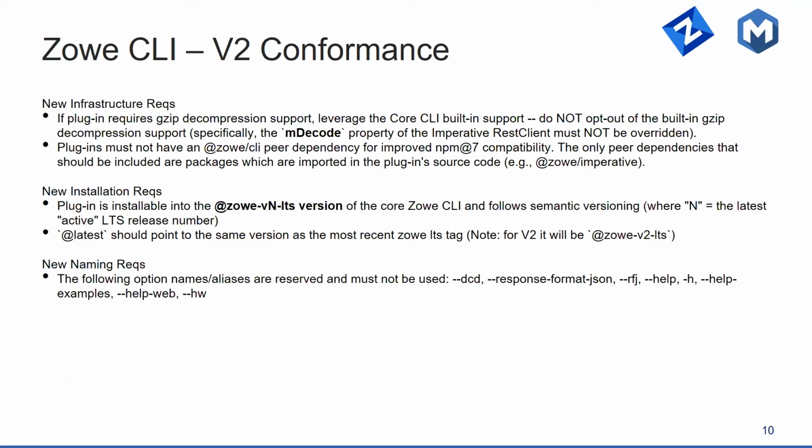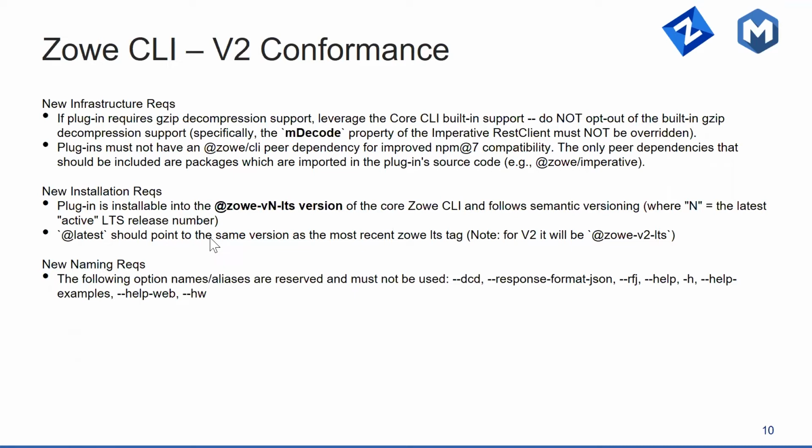One, as I mentioned earlier, if your plugin requires gzip decompression support, leverage the core CLI built-in support. Don't opt out of it and use your own. The other is that plugins must not have a Zowe CLI peer dependency. This was mentioned before, I believe, even in the breaking changes. This is for improved NPM 7 compatibility, and the only peer dependencies you should have would be those which are imported in the plugin source code, which is likely just @zowe/imperative.